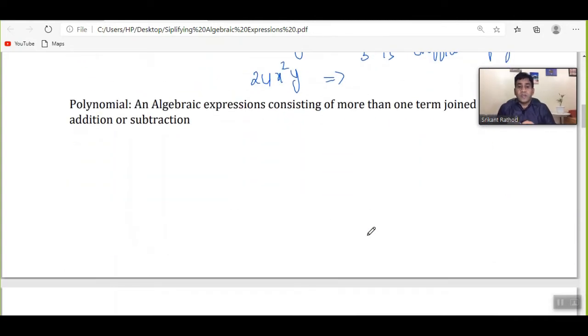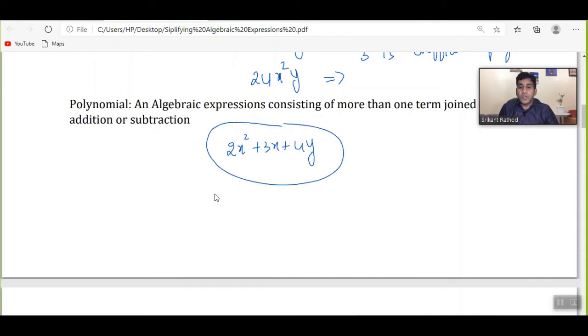A polynomial, an algebraic expression consisting of more than one term joined by addition or subtraction. That expression is called a polynomial. Now 2x square plus 3x plus 4y something, this is a polynomial because this has different terms joined with the plus or minus sign in between.